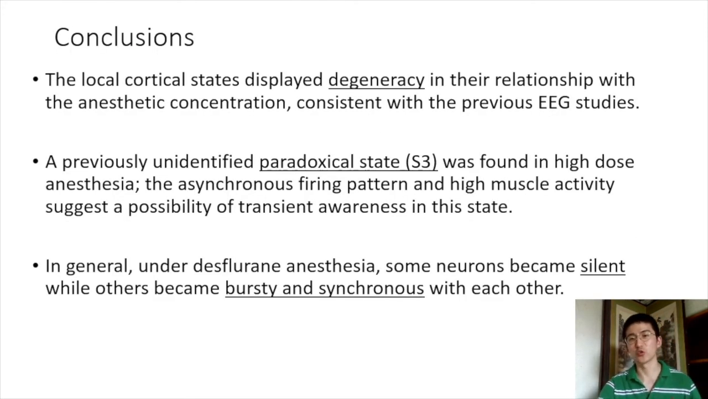So these are the conclusions. The local cortical stages identified by spiking pattern displayed degeneracy in their relationship with the anesthetic concentration. This is consistent with previous EEG studies. A previously unidentified paradoxical state, DS3, was found in high-dose anesthesia. The asynchronous firing pattern and high muscle activity suggest a possibility of transient awareness in this state. In general, under anesthesia, some neurons became silent while others became bursty and synchronous with each other.